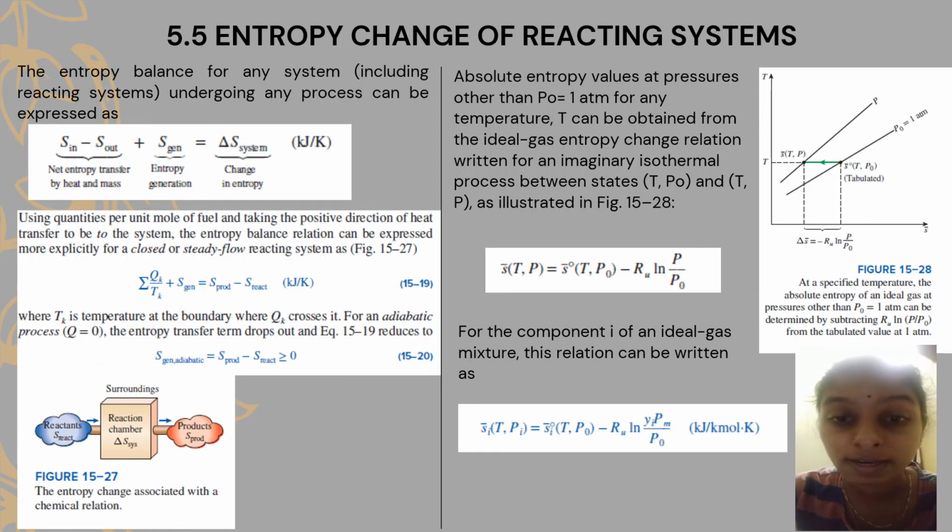The last subtopic is the entropy change of reacting systems. The entropy balance for any system, including a reacting system undergoing any process, can be expressed as system input minus output. The formula is shown there. Then there is the entropy change associated with chemical reactions. The process is shown in the slide.